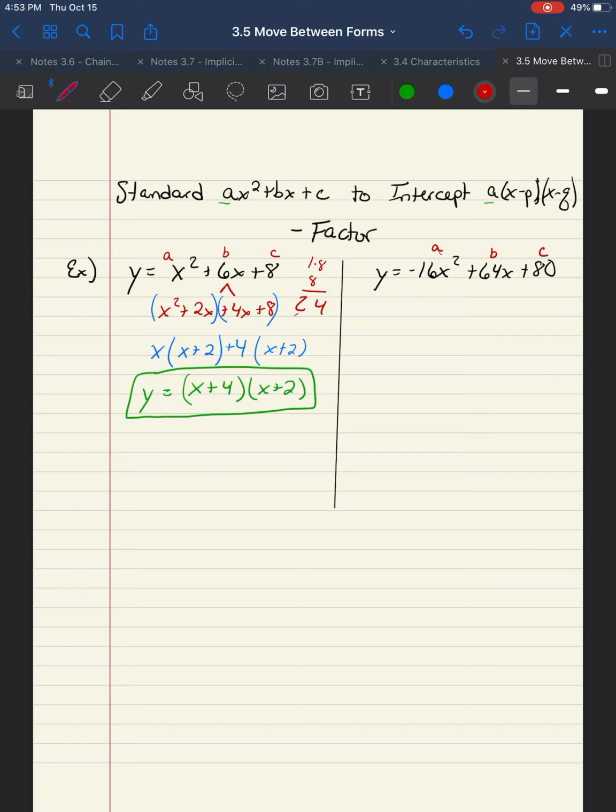Okay. This second example, I intentionally made it a little more complicated. Look at our forms. Everything has an a. In intercept form, the a is out front of everything. So, with my ABC, I probably need to see if I can take a, in this case -16, out of all 3 terms.